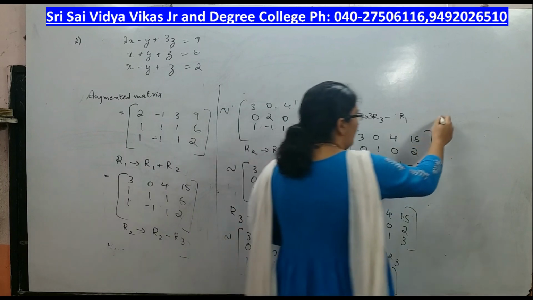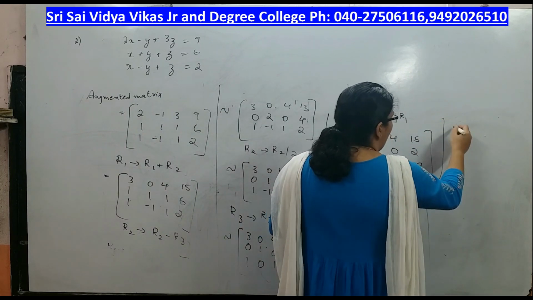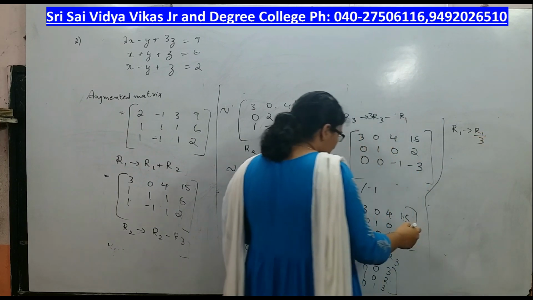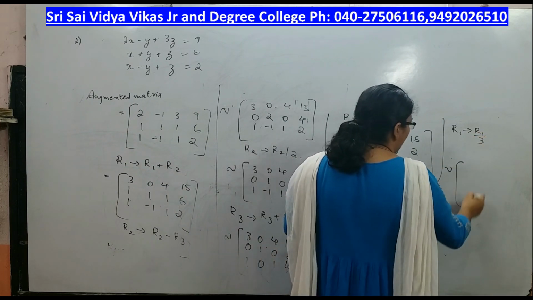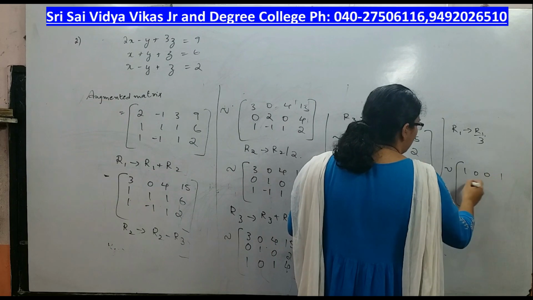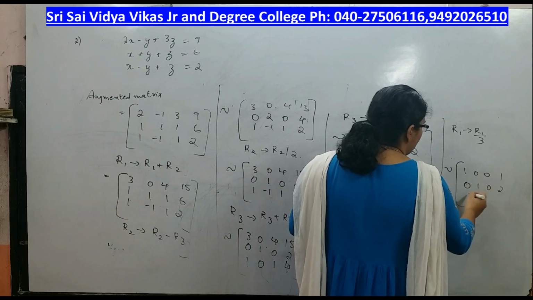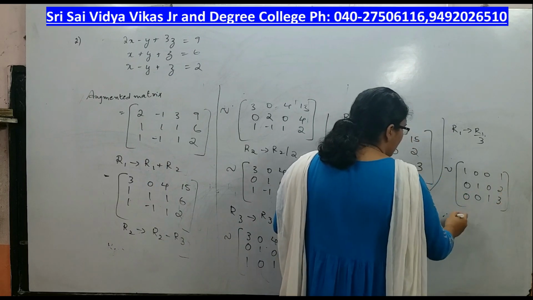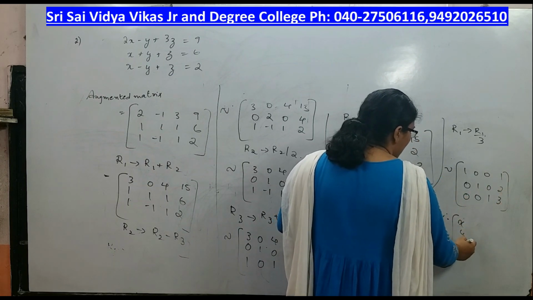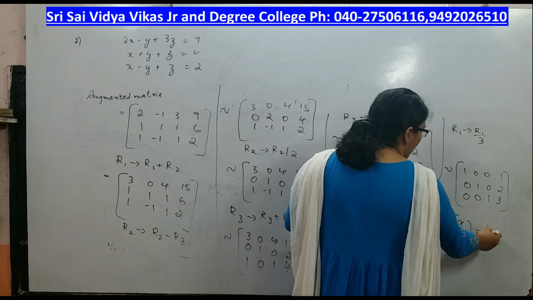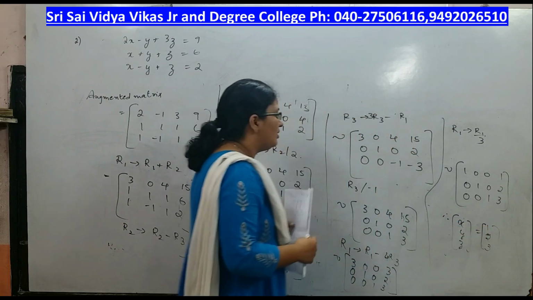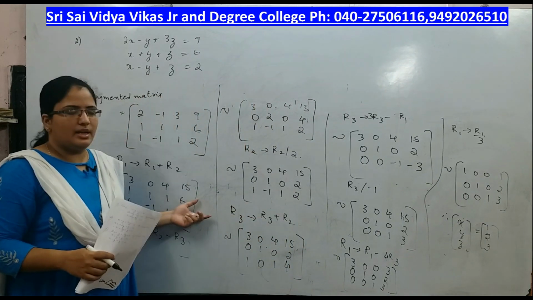So what we'll do is R1 changes to R1 divided by 3. So what do we get? 1, 0, 0, 1, 0, 1, 0, 2, 0, 0, 1, 3. Here x, y, z is equal to 1, 2, 3. This is what you get at the end.